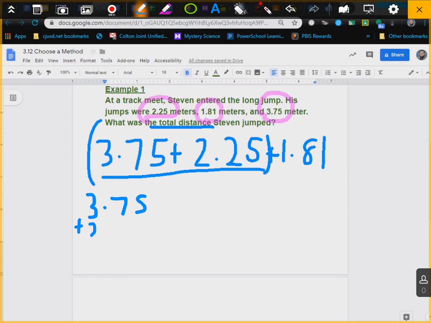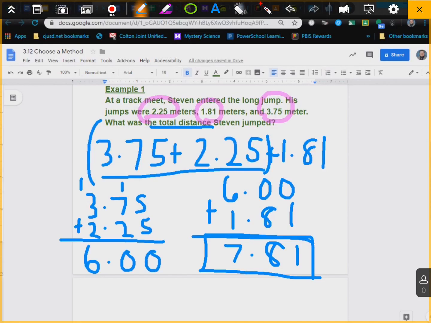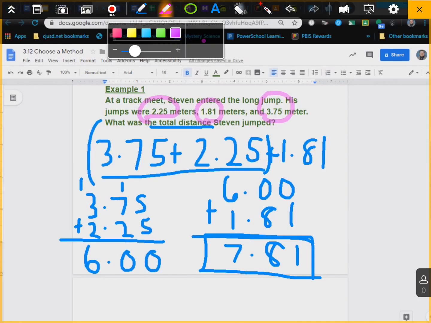So 3.75 plus 2.25. Okay, 5 plus 5 is 10, carry the 1. 7 plus 1 is 8, plus 2 is 10, carry the 1. Make sure you have your decimal right there. 3 plus 1 is 4, plus 2 is 6. So now I have 6.00 plus 1.81. And I'm keeping those zeros, that way it can make my adding easier. 0 plus 1 is 1, 0 plus 8 is 8, bring down your decimal, and 6 plus 1 is 7. So, the total distance that Stephen jumped is 7.81. Alright? And that's how you can use commutative and associative property.